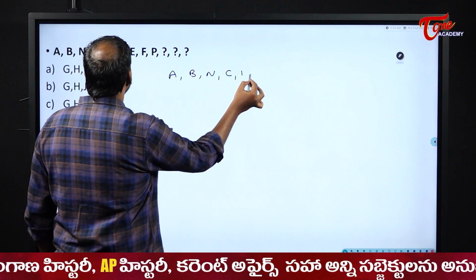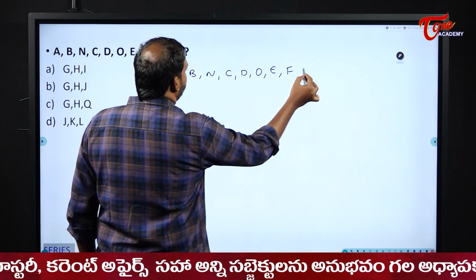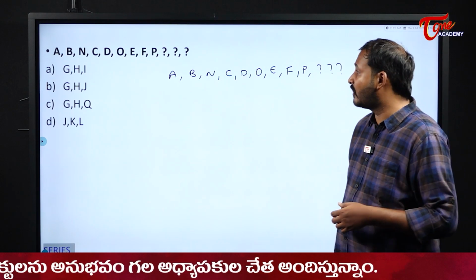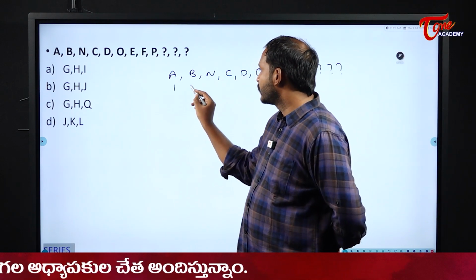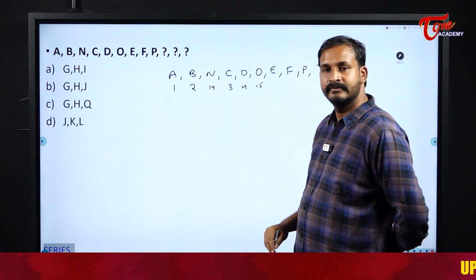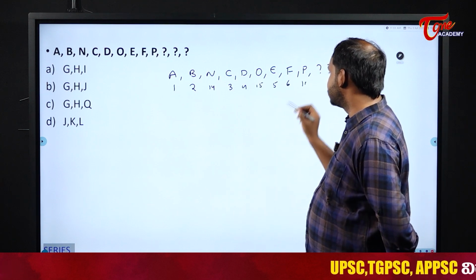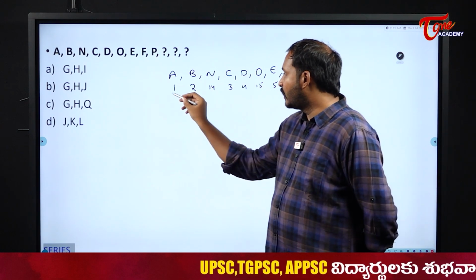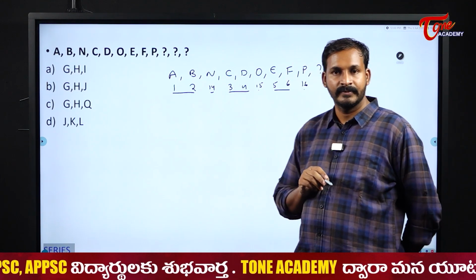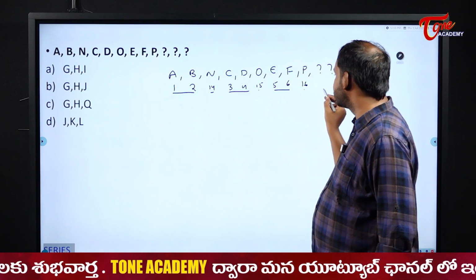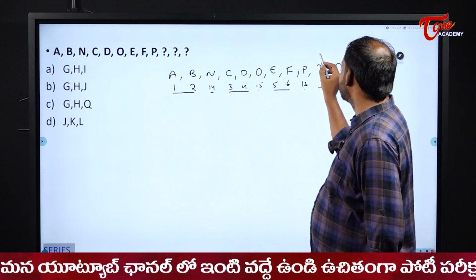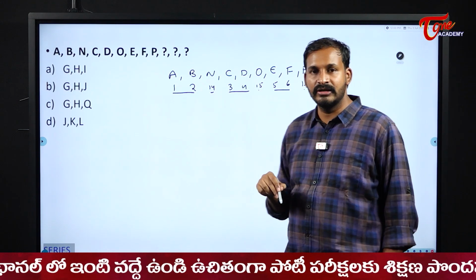ABN, CD, OE, FP. What should come next? Now please see here, students. This is a little bit different question from what we have solved till now. Now please see here 1, 2, 14. Next 3, 4, 15. Next 5, 6, 16. Please observe here, students, what is happening here. 1, 2, 3, 4, 5, 6. And next 14, 15, 16. That means once again, 1, 2, 3, 4, 5, 6 means next it should be 7, 8. And next 14, 15, 16 means 17. So my answer here becomes GHQ.